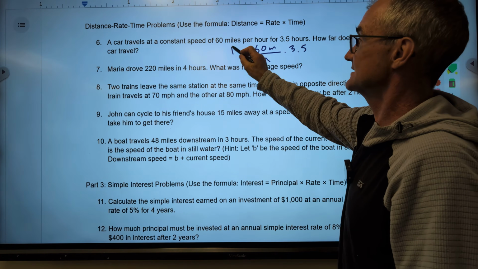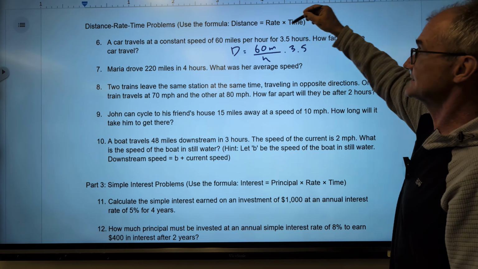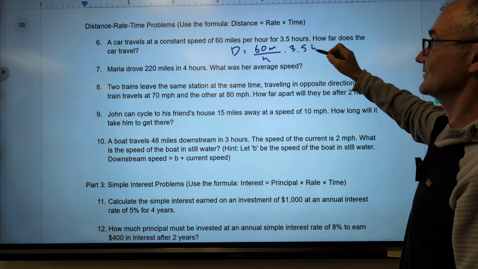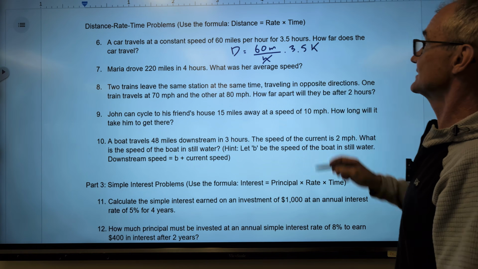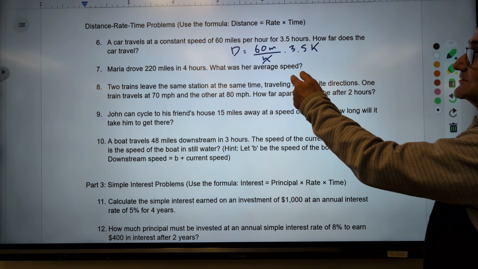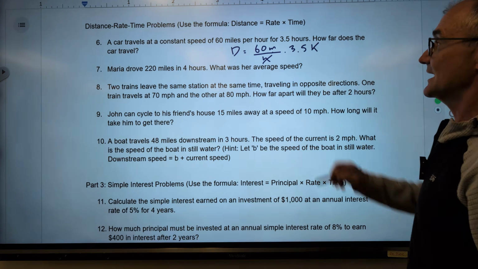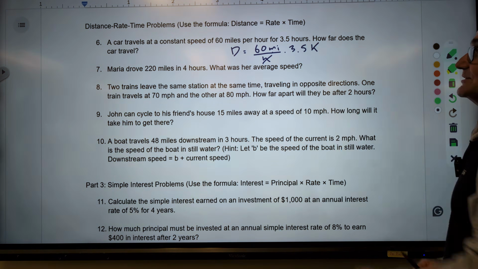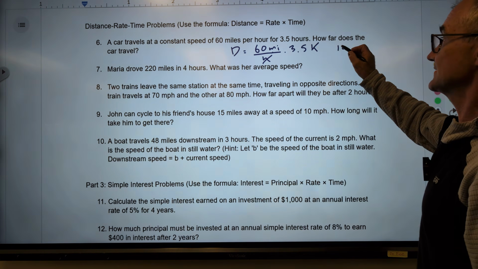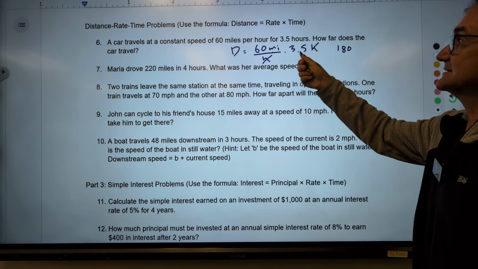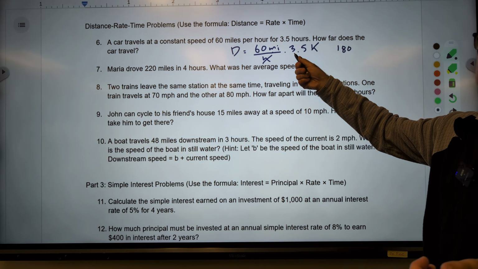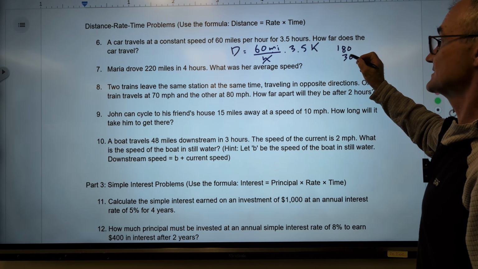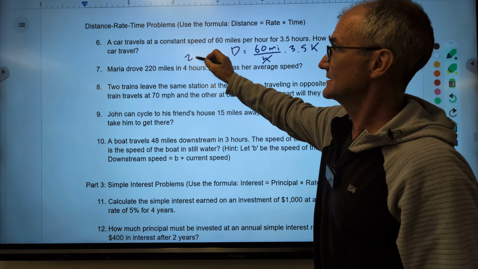So I have distance is equal to rate times time. These are hours. My hours will cancel. How far does it travel? So I'm looking for a distance in miles, so that'll work. So I have 60 times 3, 180. 60 times 0.5, half of 60 is 30. So I have 210 miles.